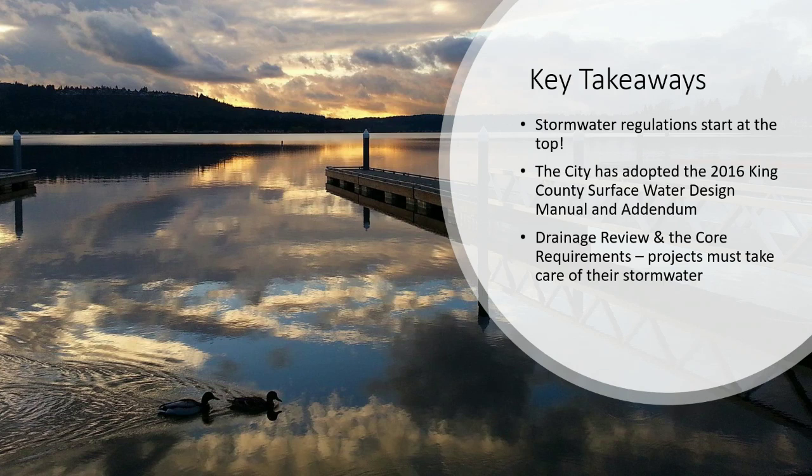In conclusion, this video covered where stormwater rules originate at the federal and state level. It explained how the 2016 King County Surface Water Design Manual and the Sammamish Addendum were adopted, how they comply with state stormwater rules, and what's in both of those documents. We also covered some of the key rules in the Surface Water Design Manual, including drainage review and the 9 core requirements, as well as exemptions and adjustments to the core requirements.